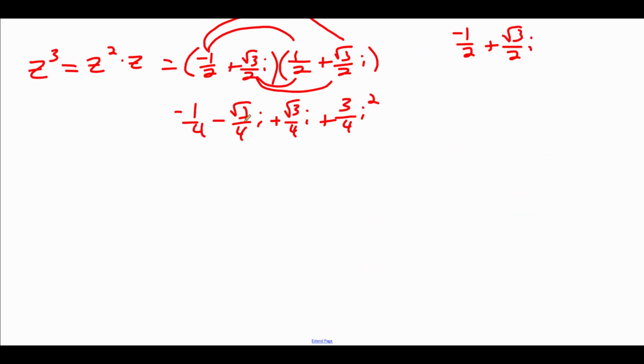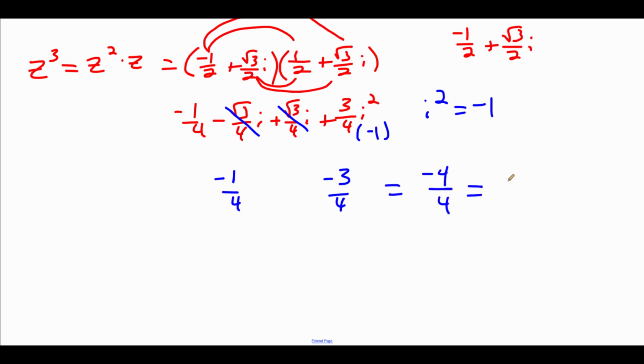Now, nice things are happening in here. In the middle with the minus root 3 over 4i and the plus root 3 over 4i, those are opposites of each other, so those will cancel each other out. On the back end, remember that i squared is the same as negative 1. So taking 3/4 times this negative 1 in here, we get negative 3/4. We still have the negative 1/4 from the very, very beginning, and if we combine the negative 1/4 with the negative 3/4, that's negative 4/4, which just reduces down to negative 1.